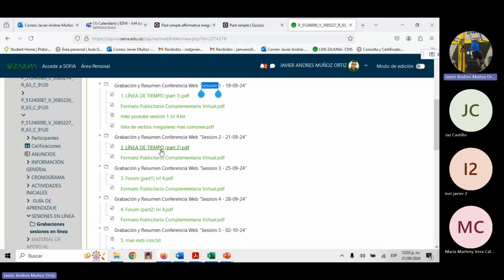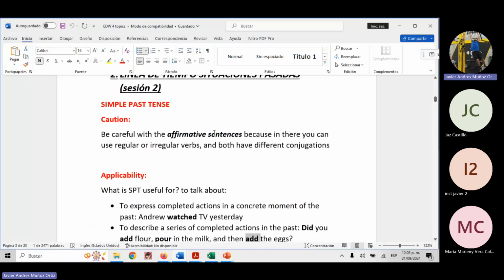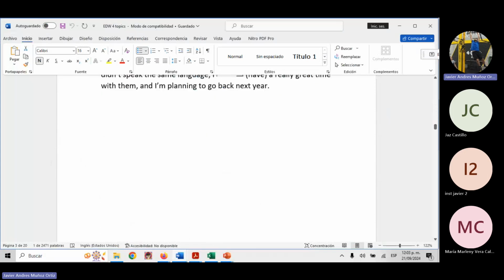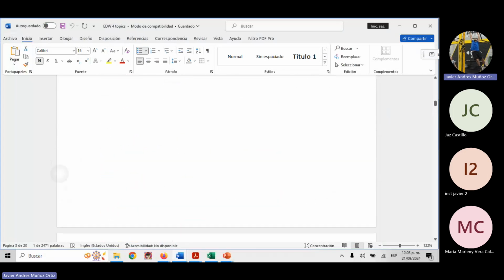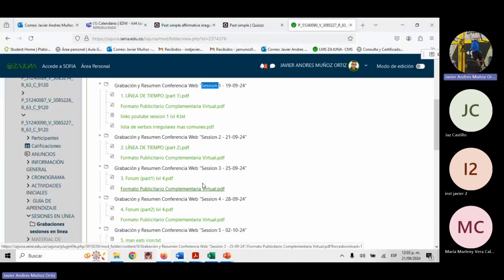And for today's lesson, you have the explanation of simple past tense. I mean the summary. This is what you're going to see until the conversation and so on. And as soon as we finish the class and I have the recording in YouTube, I'm going to also upload the recording here in session 3. And formato publicitario is the way you can enroll to the level 5 when you finish this course successfully.